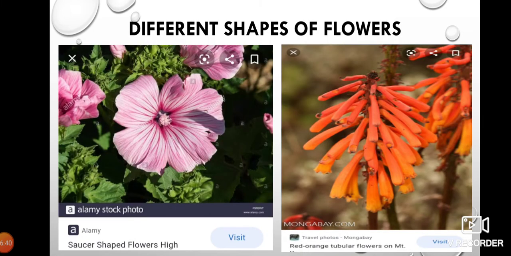Next we come to the saucer-shaped flower. This flower has an almost flat shape. The petal tips are slightly upturned. And in the next slide you see the orange color tubular-shaped flower. Each petal is long and tube shaped. So these are the different shapes of flowers that you need to remember.